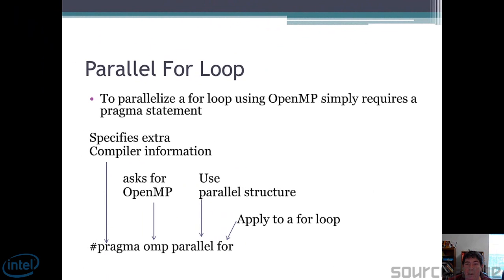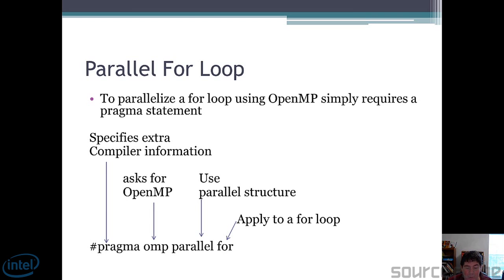Okay, so in order to parallelize a loop using OpenMP, it simply requires a single pragma statement. So let's break it down. It starts off with pound pragma, which just tells the compiler we're going to give it some extra information. The next thing is OMP, and what this is doing is asking for OpenMP support. The next word is parallel. This tells OpenMP we want to employ a parallel structure. And finally, the word for means we're going to apply this to a for loop. So pound pragma, OMP, parallel for.